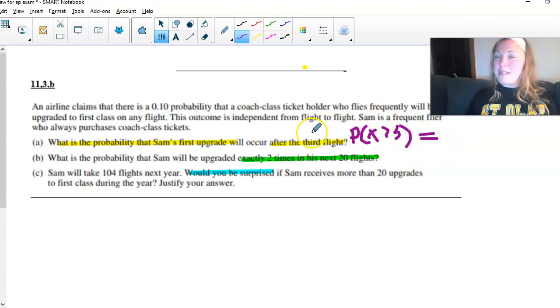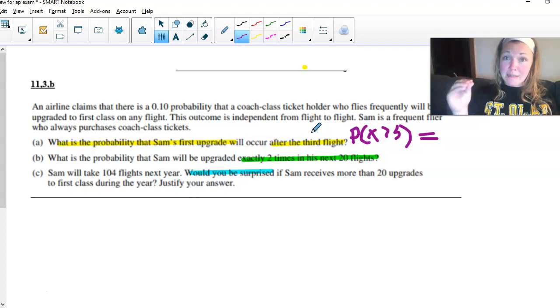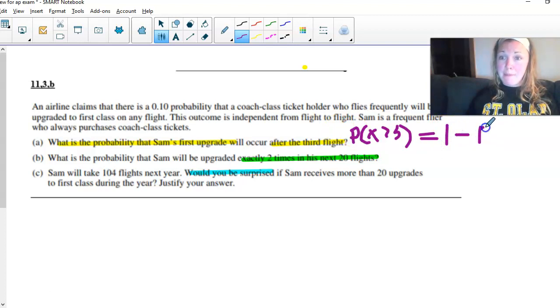Just remember, when it's an inequality, meaning greater than or less than, greater than or equal to, less than or equal to, it's always a CDF. If it's an exactly something, it's a PDF. The calculator only does less than or equal to for CDF. So you need to rewrite this as 1 minus the probability that X is less than or equal to 3.